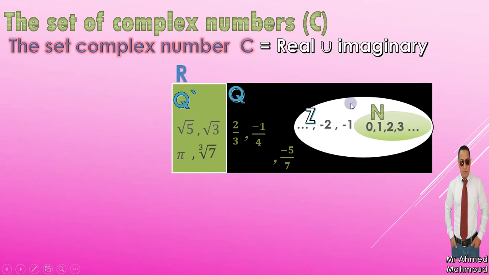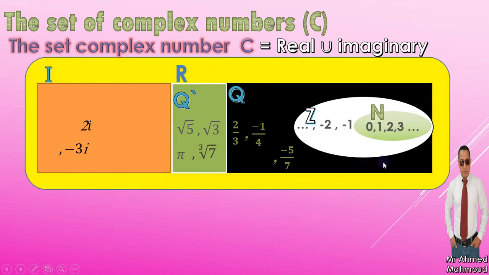Again, N and Z and Q dash, all of them inside R. And in R, we have a new set called I. I is the set of imaginary numbers, which includes 2i and negative 3i and so on. Now the set of real numbers and its components, plus the set I of imaginary numbers, sit inside a set called complex numbers. The set of complex numbers is denoted by C.